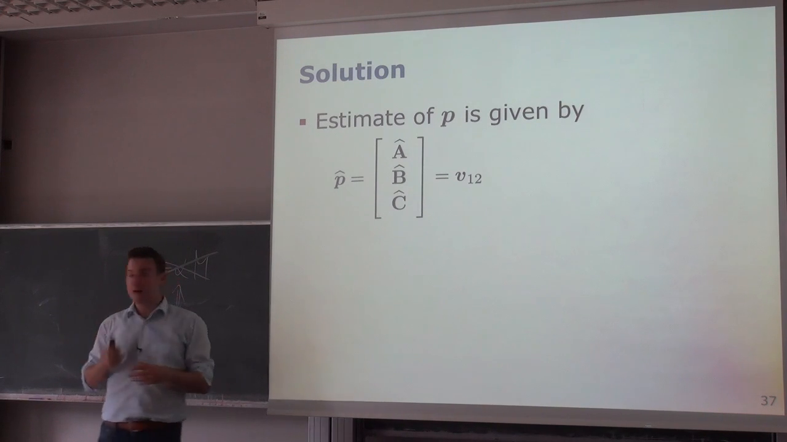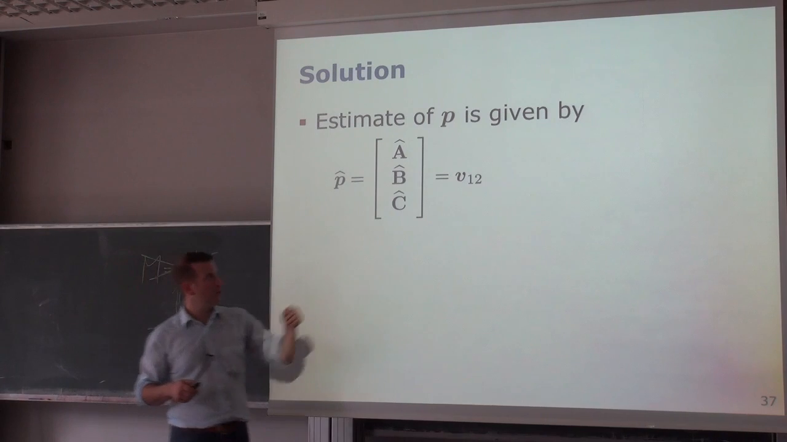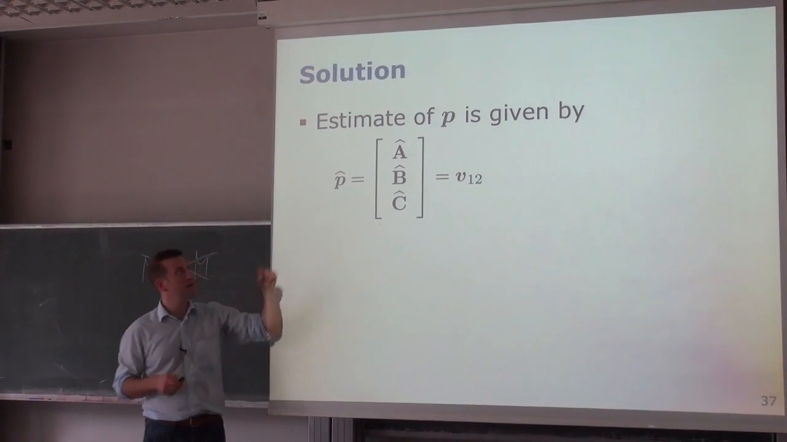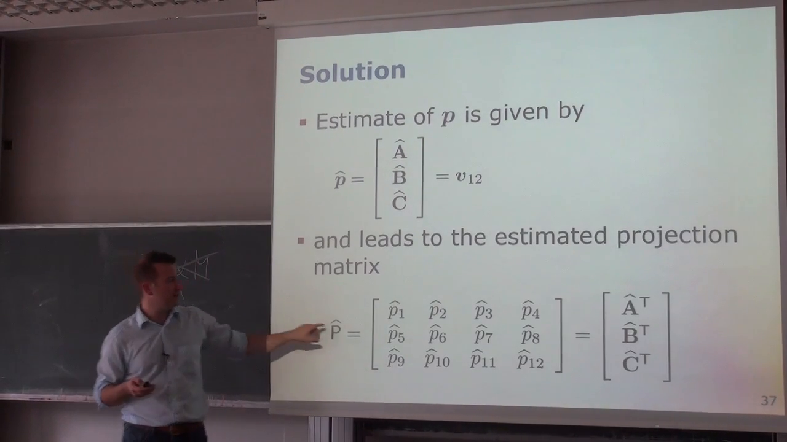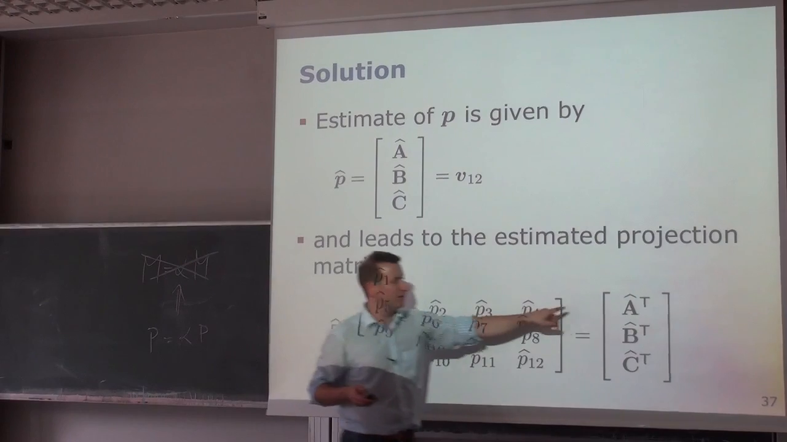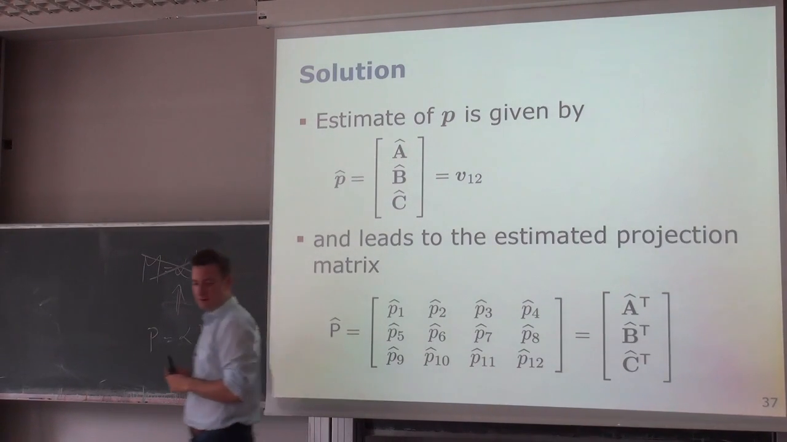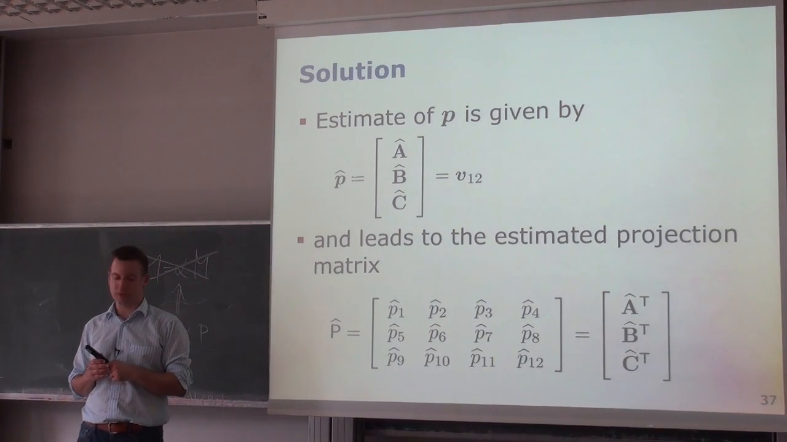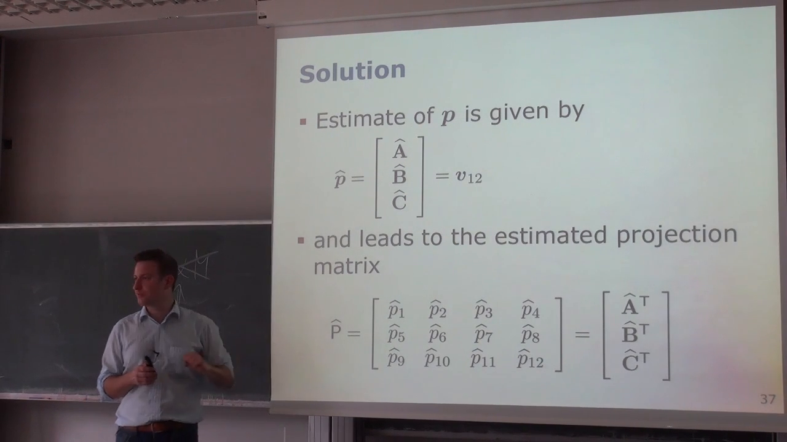Okay, so in this way we have our estimate of P, which is V12. This corresponds to my estimates of A, B, and C. So we directly get the matrix, as the estimated elements are the elements here of my vector A, B, and C. Right? So what I have done now, I have computed this projection matrix.